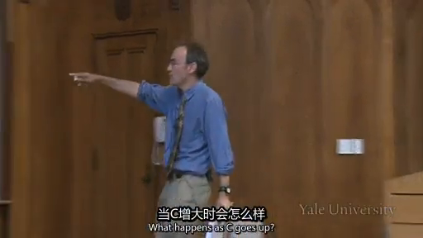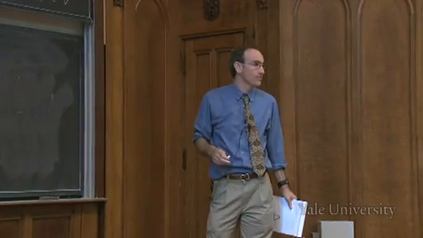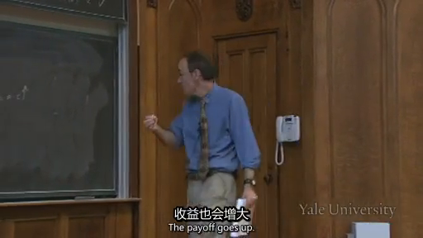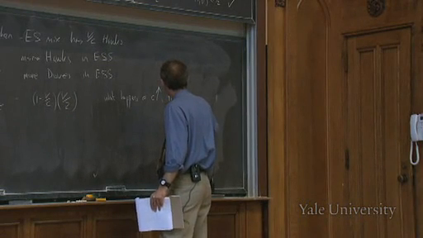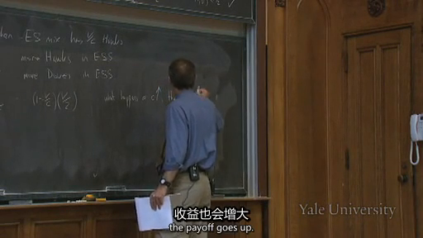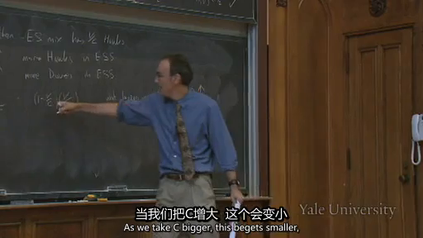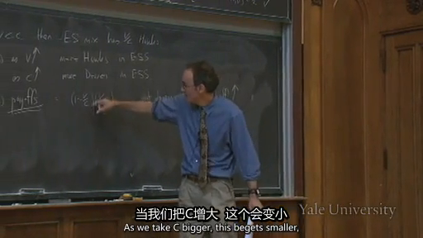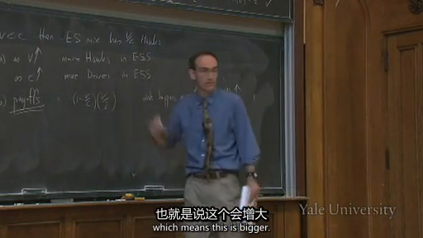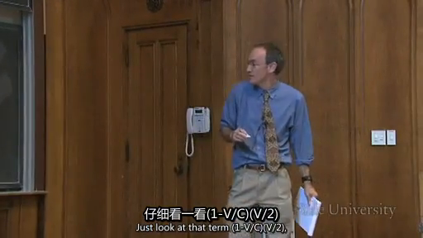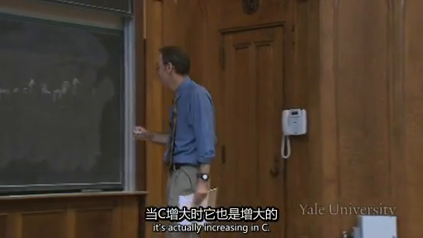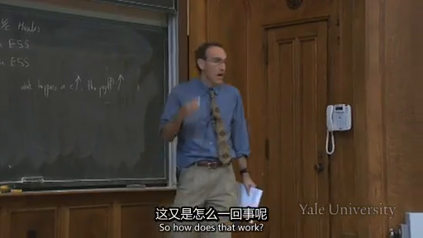What happens as C goes up? The payoff goes up, right? As C goes up, the payoff goes up. If we take C bigger, this gets smaller, which means this is bigger. Everyone see that? So just look at that term, 1 minus V over C times V over 2. It's actually increasing in C. So how does that work?